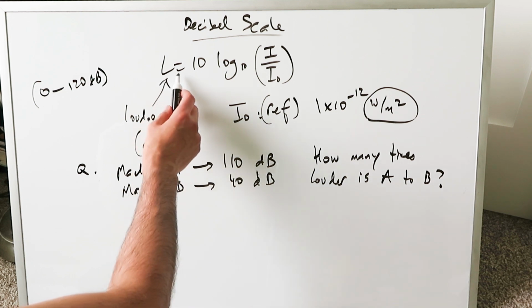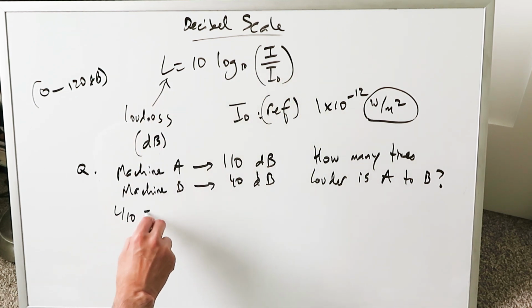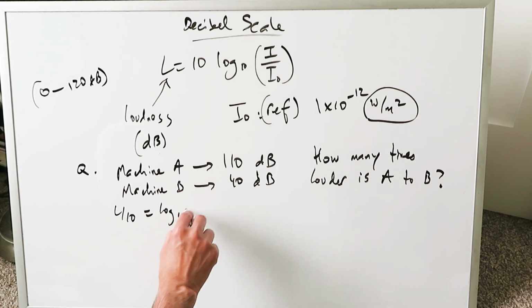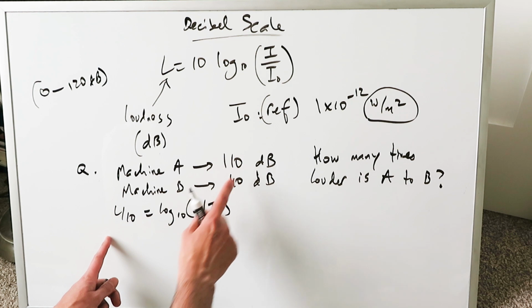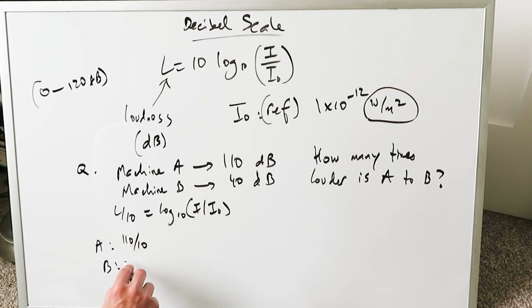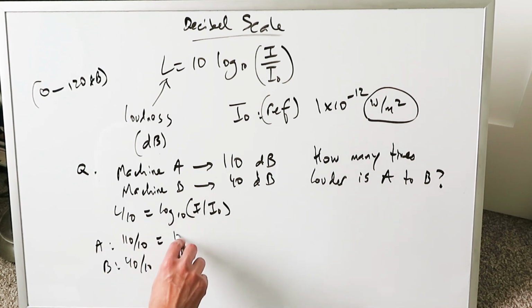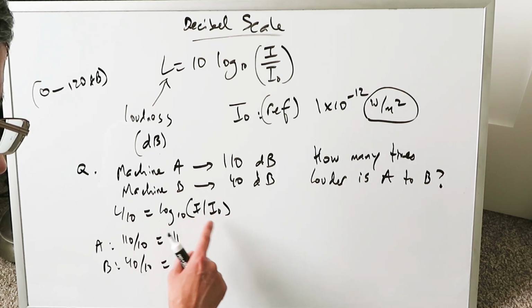You know, in all instances, L is equal to that. You can take the 10 to the other side. L over 10 is equal to the log base 10 of this I over I0, the quotient. In each of these instances, for machine A, you're looking at L divided by 10, which is 110 divided by 10. For machine B, you're looking at 40 divided by 10. What are you looking at here? 11. And here? 4. All you have to do now is solve for the quotient.